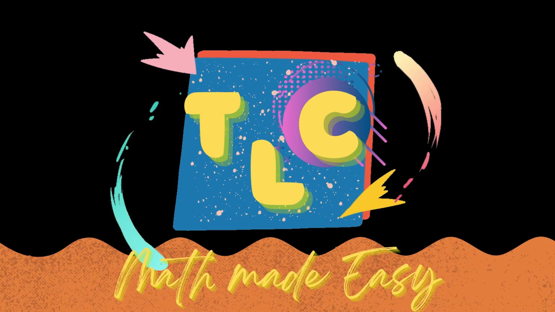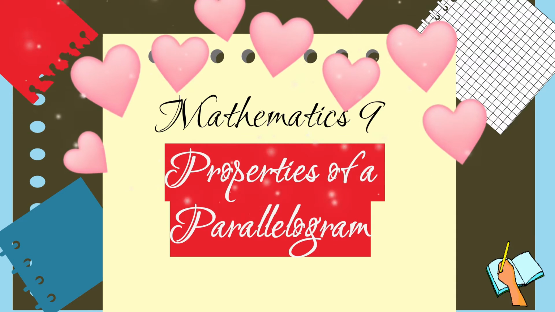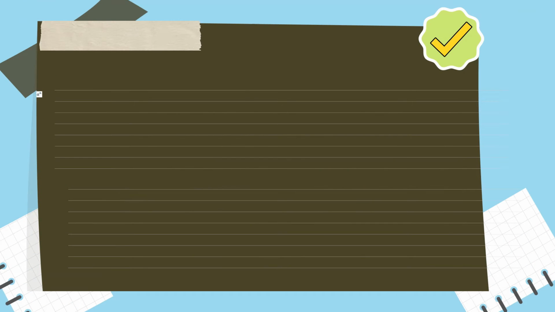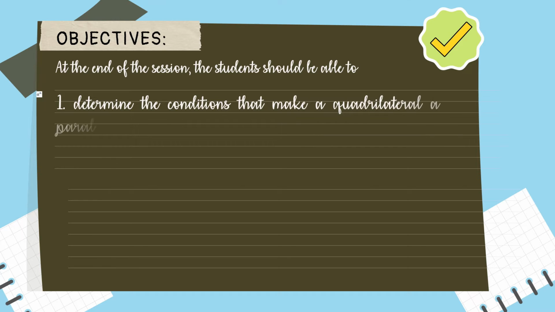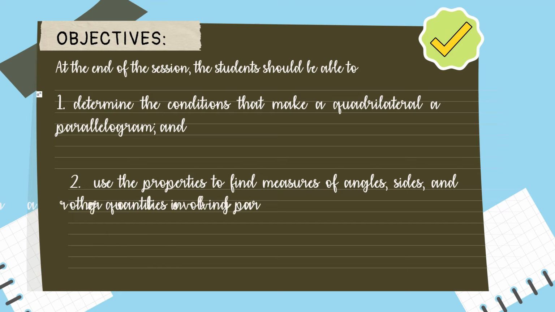This video is all about parallelograms and its properties. At the end of this video, you should be able to determine the conditions that make a quadrilateral a parallelogram and use the properties to find measures of angles, sides, and other quantities involving parallelograms.